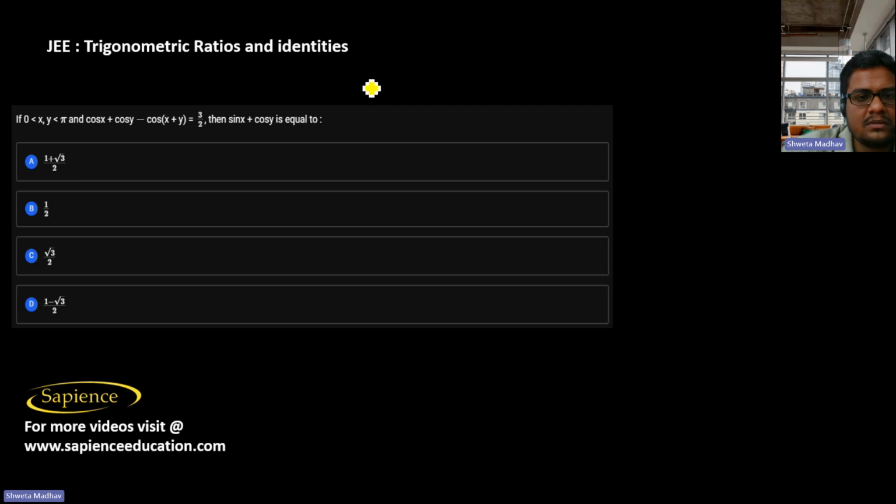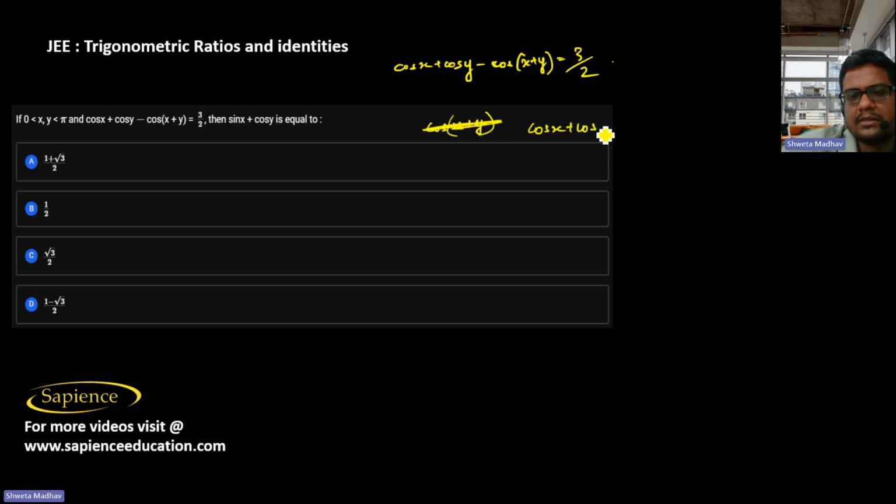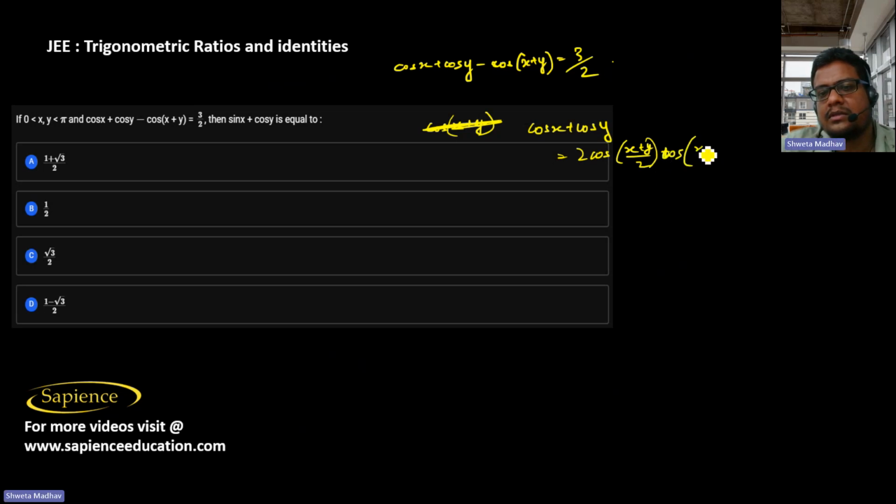Then here it is told cos x plus cos y minus cos of x plus y is equal to 3 by 2. Then find sin x plus cos y, where x and y are some angles in the range 0 to pi. Now cos x plus cos y can be written as 2 cos (x plus y) by 2 into cos (x minus y) by 2.